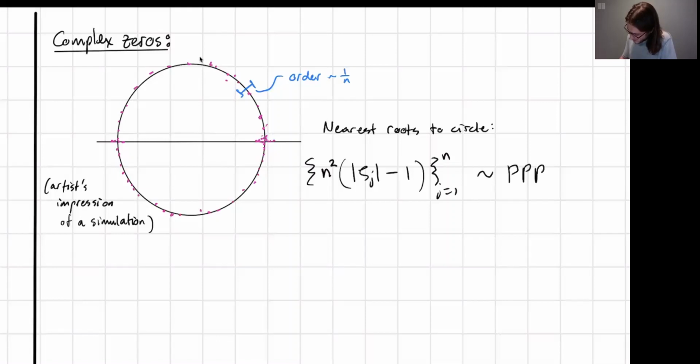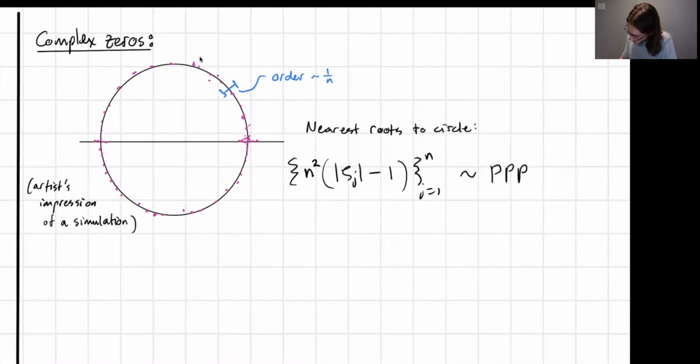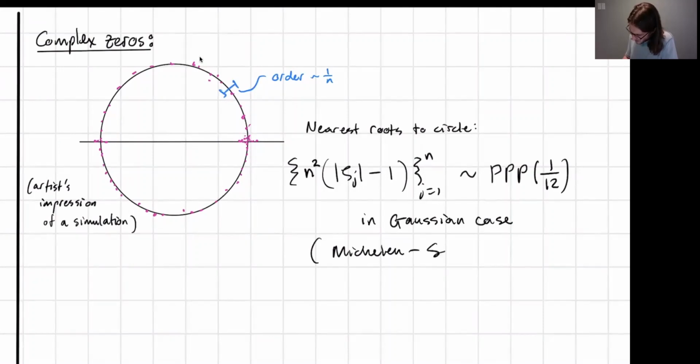This turns out to converge to a Poisson point process of intensity 1 over 12. This is a result from last year for the Gaussian case of the coefficients, by Michelen and Sahasrabudhe. In the Gaussian case, they were able to show that if you scale up by n squared, then you'll see boundedly many points within a bounded neighborhood of 0. And it's a Poisson point process, these distances.